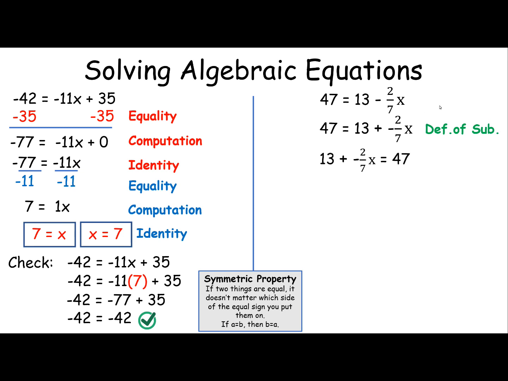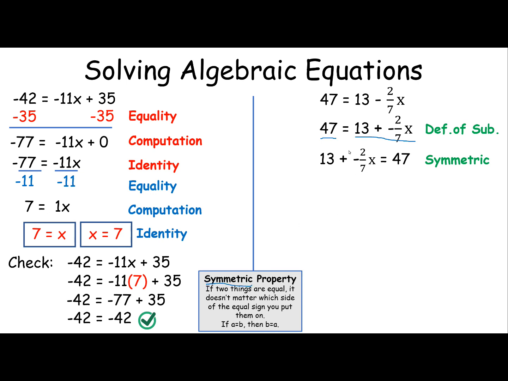And I'm going to do something else here. I'm going to go ahead and move that equals 47 to the other side. Remember, if two things are equal to one another, it doesn't matter which side of the equal sign you put them on. So for me, it's just more comfortable to have the equals 47 on the right. I use the symmetric property we just talked about.